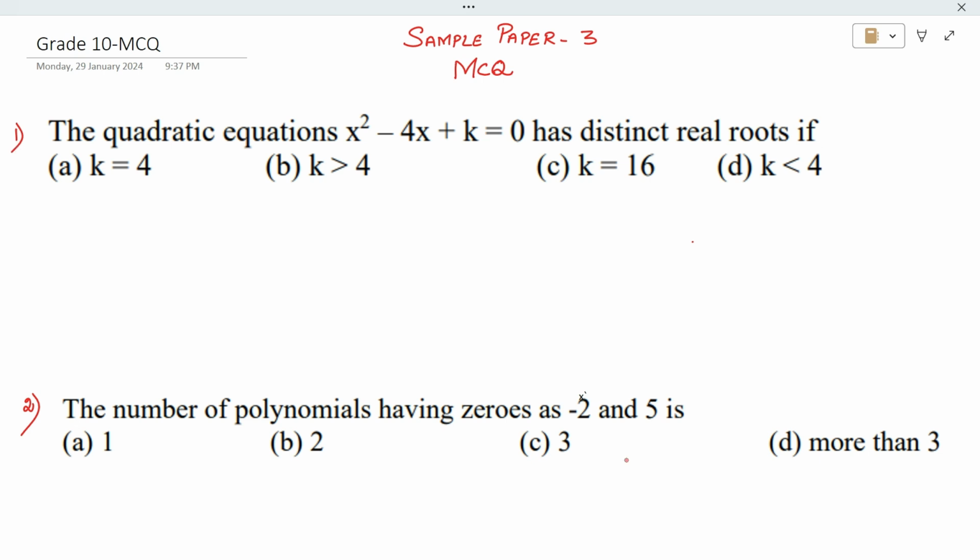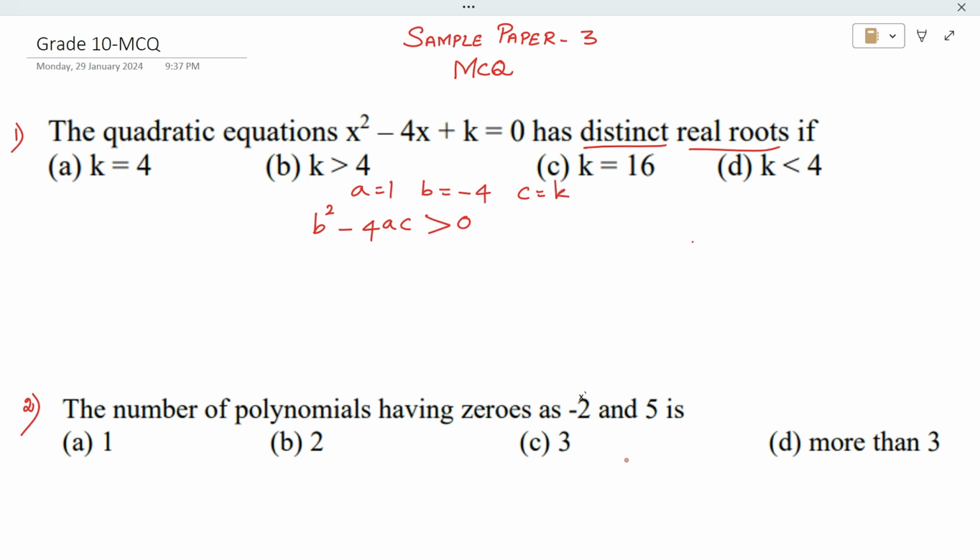The quadratic equation x square minus 4x plus k equal to 0 has distinct real roots. So I have distinct real roots only when b square minus 4ac is greater than 0, isn't it? So from the quadratic equation, I am going to filter what is a. A is the coefficient of x square, which is 1. B is the coefficient of x, which is minus 4. Okay, c is equal to k.